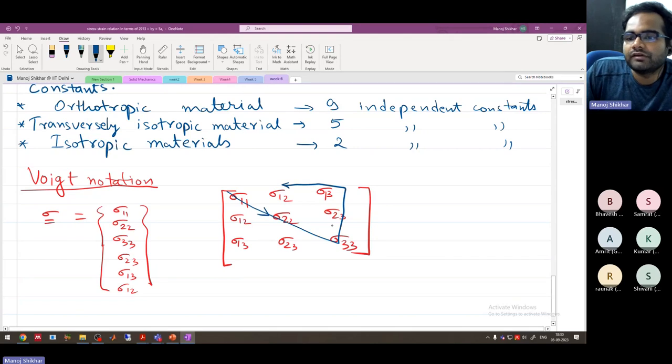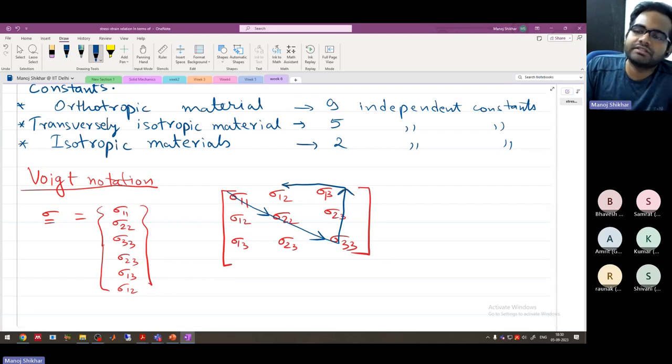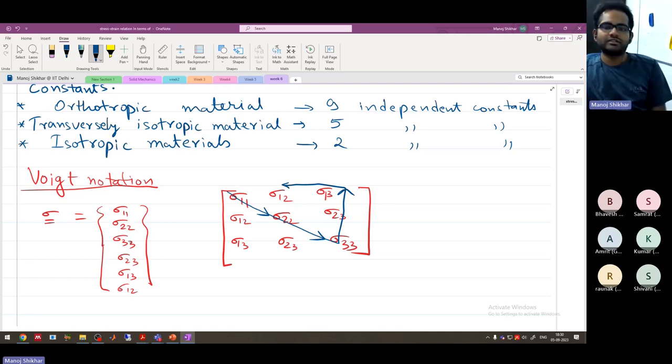So we will first move towards the diagonal from sigma 11 to sigma 33. Then we will move upwards till we reach sigma 13, and then we will move towards sigma 12. So if you look at the sigma matrix, you can see that I have written the same in a similar order. First, I've written sigma 11, sigma 22, sigma 33, then sigma 23, sigma 13, and sigma 12.